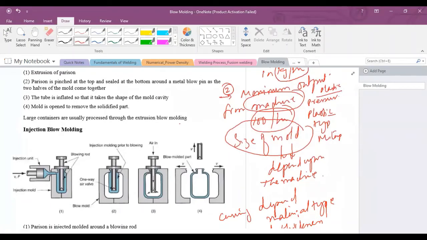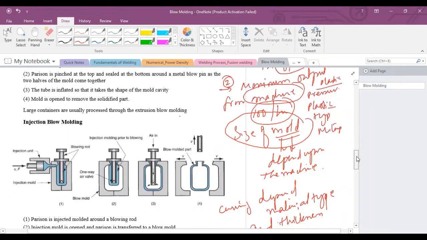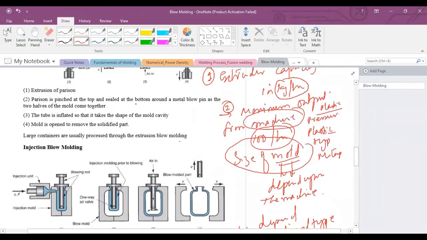You can use large machines or you can use large molds inside the machine. You can find a variable mold machine in the market, because through one machine you can produce different parts by changing the mold and the mold tooling. So the size of the molds is very important, and it depends upon the size of the machine. This is all about the extrusion blow molding.